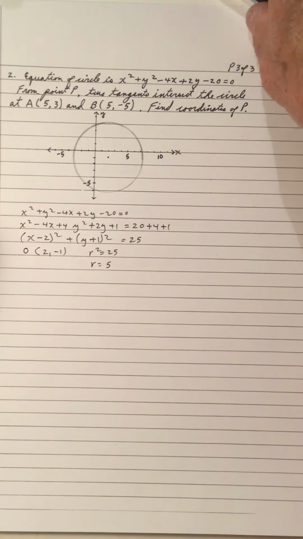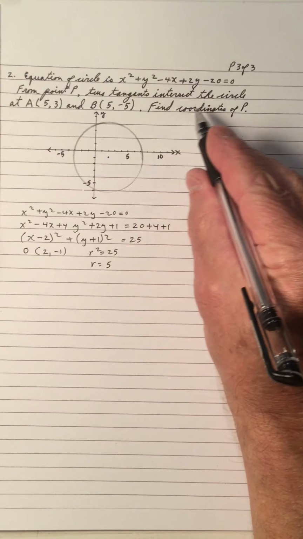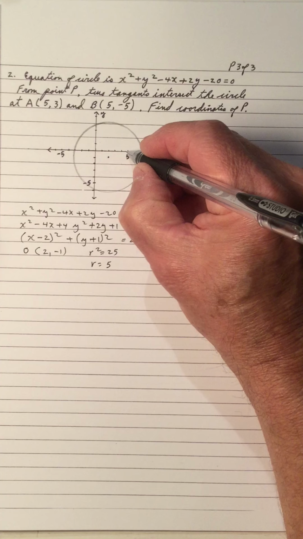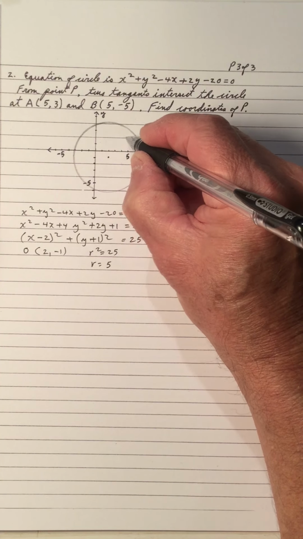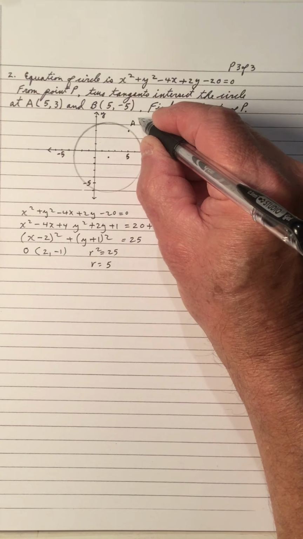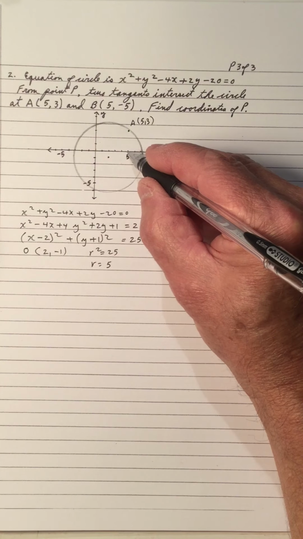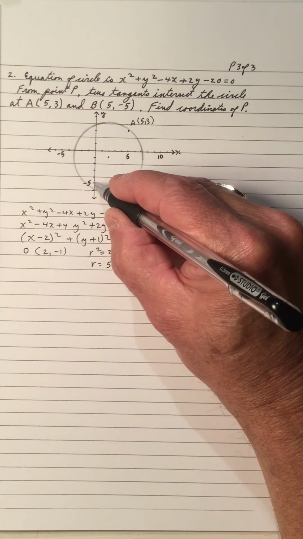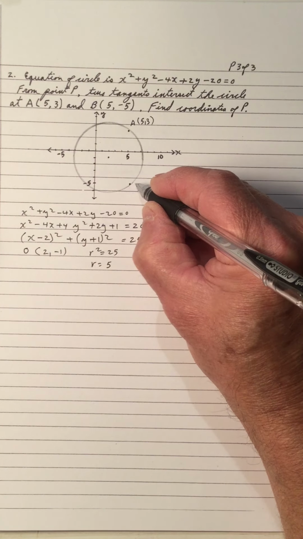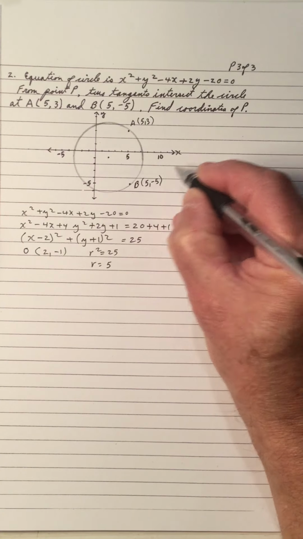Now, it says that from a point P, two tangents intersect the circle at A, which is 5, 3. X is 5 and y is 3. There it is right there. So this is A, which is 5, 3. And it also intersects at 5, negative 5. So negative 5 is here, as an approximation. So there's B, which is 5, negative 5.